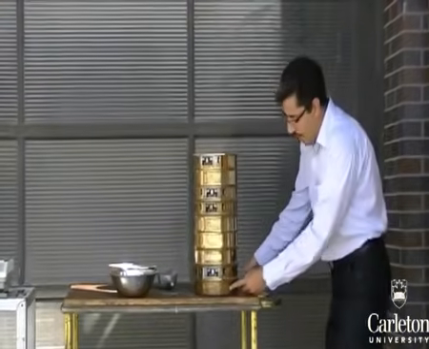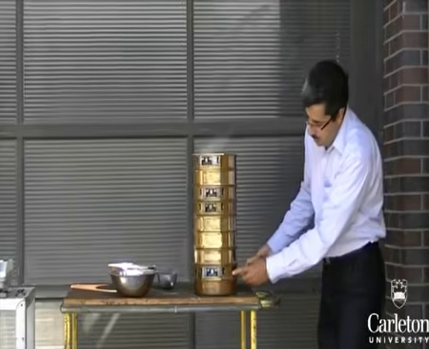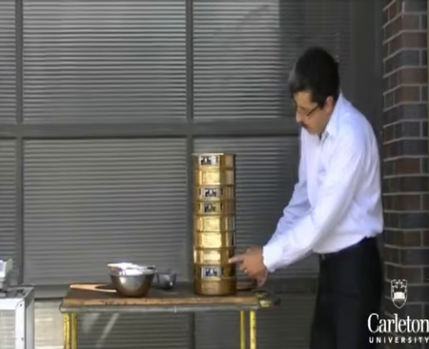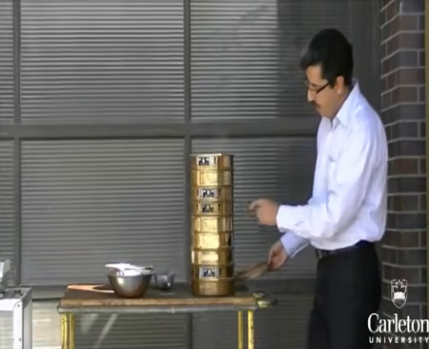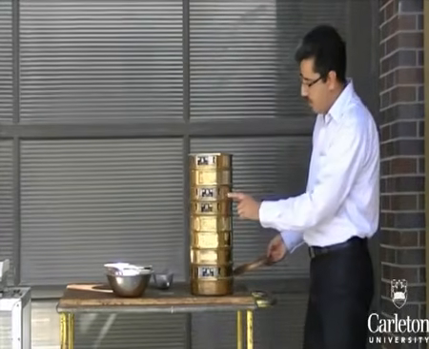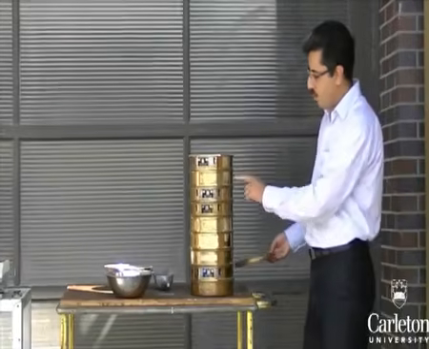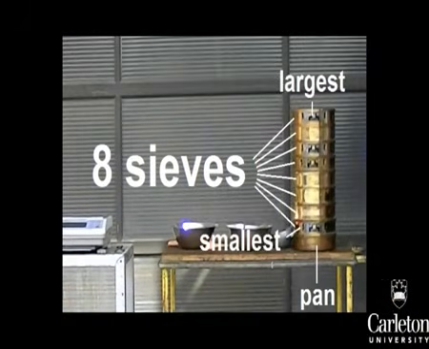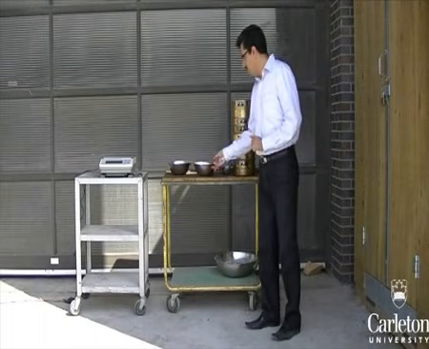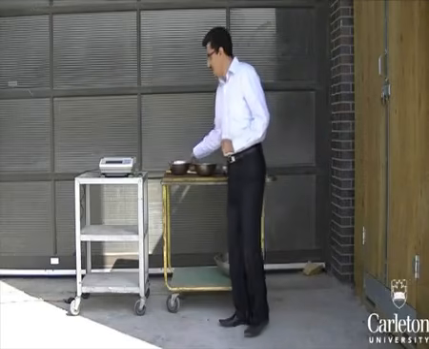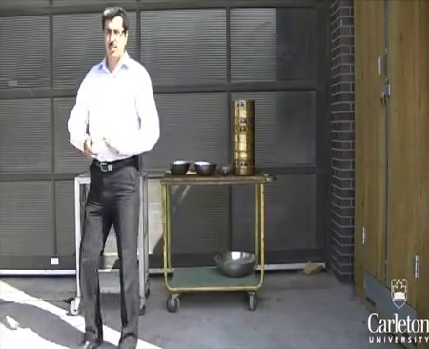In this stack, in order from bottom to top, we have sieve number 200, number 100, number 60, number 10, number 4, quarter inch, half inch, and 3/4 inch. We are using 8 sieves as that is the maximum number of sieves that a shaker can hold at one time. Make sure that the sieves you are using are in order from largest at the top to smallest at the bottom. You will also need a few containers such as these bowls and a scale. Finally, you will need a shaker such as this one.